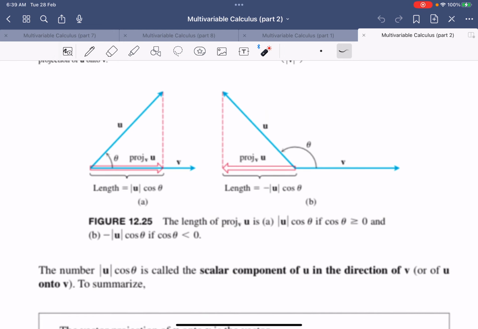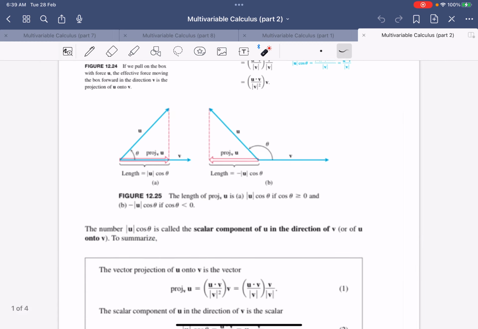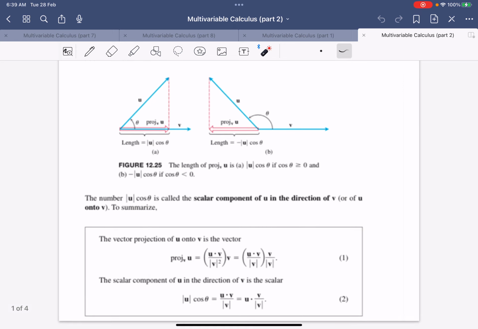If the cosine of the angle is positive, meaning the angle is acute, then it is parallel. And if it's obtuse, then it's in the opposite direction of V. The scalar component is really just U cosine theta, which is U dot V over the length of V.